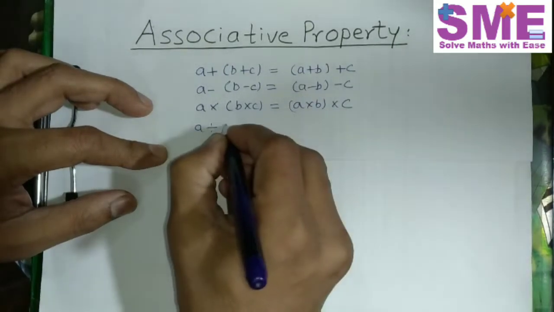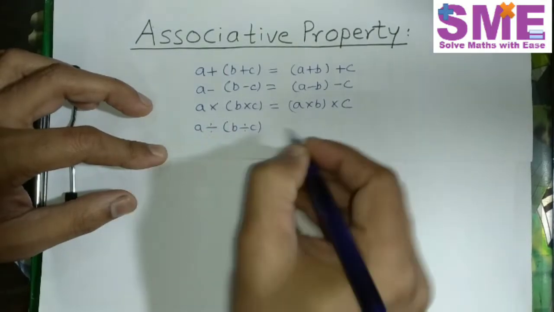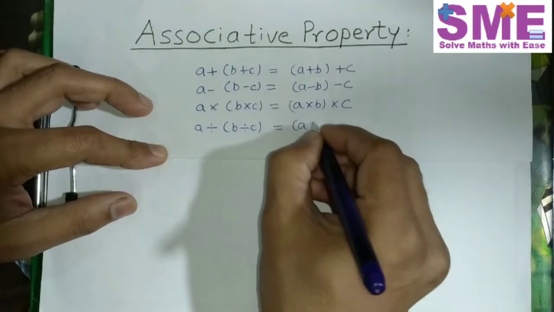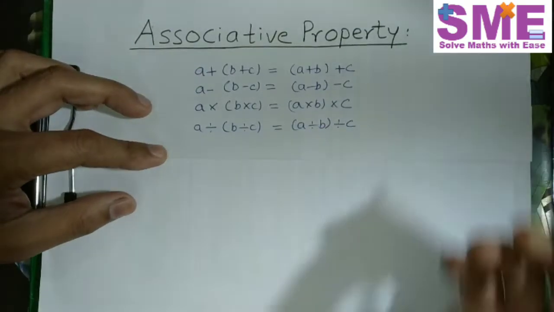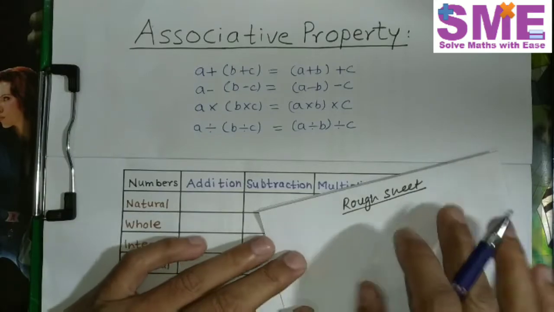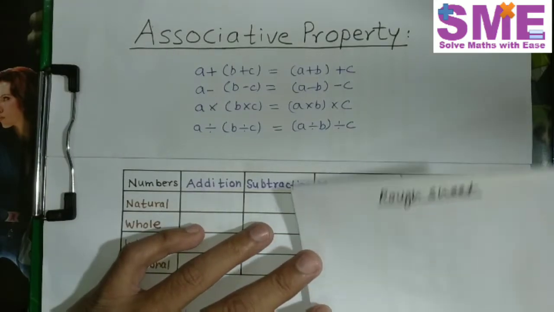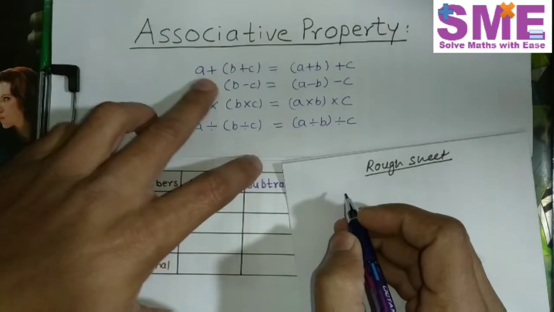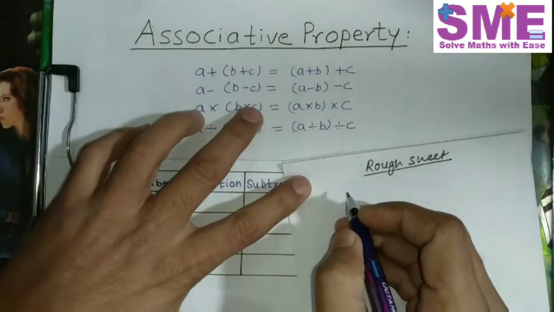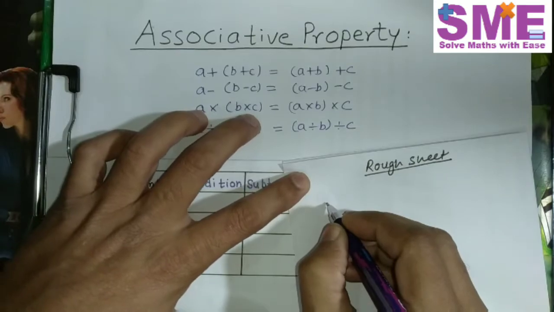For division, (a divided by b) divided by c should be equal to a divided by (b divided by c). So let us perform one example on a rough sheet, then we will fill other columns and rows accordingly. For example, for natural numbers, if I perform the addition associative property, then let us see what we'll find.